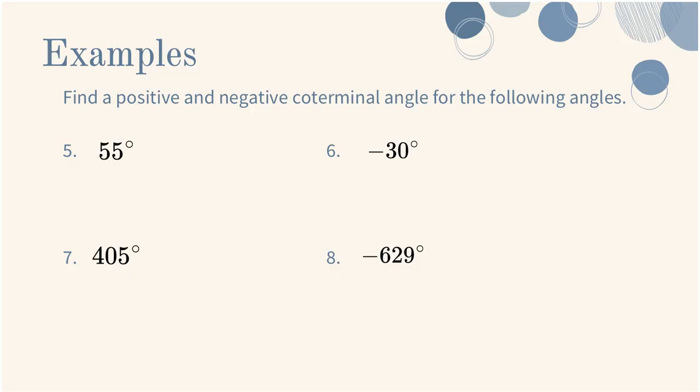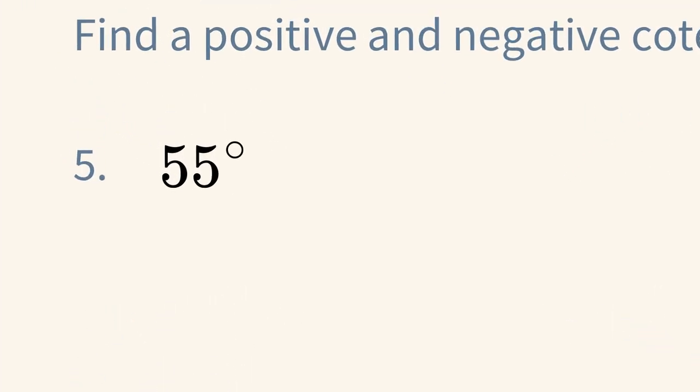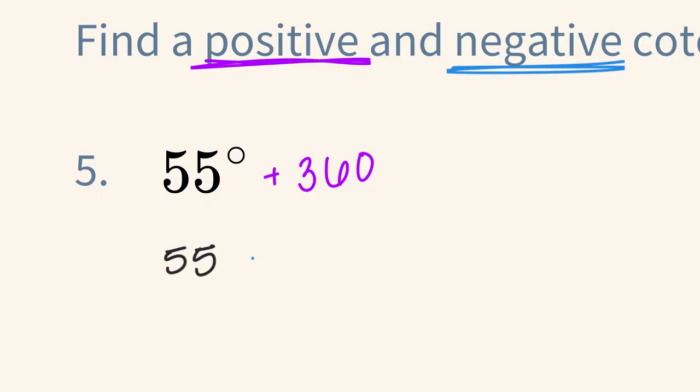Find the positive and negative coterminal angles for the following angles. So I have to do it twice. For positive, I'm going to add 360. And then for negative, I'm going to subtract 360. So yes, I have to have two answers.